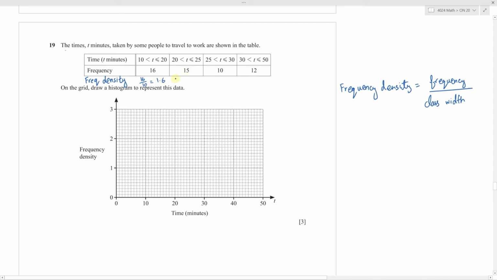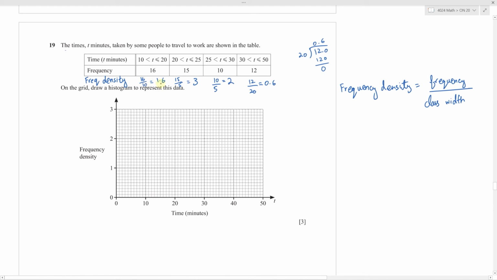This will be 15 divided by 5. The class width here is 5, so this will be 3. Here it will be 10 divided by 5, which is 2. This will be 12 divided by 20. So 12 divided by 20, I'll add a decimal and then a 0. So 20 times 6 is 120 and the remainder is 0. So this will be 0.6. So now you have all the frequency densities that you need to draw the histogram.